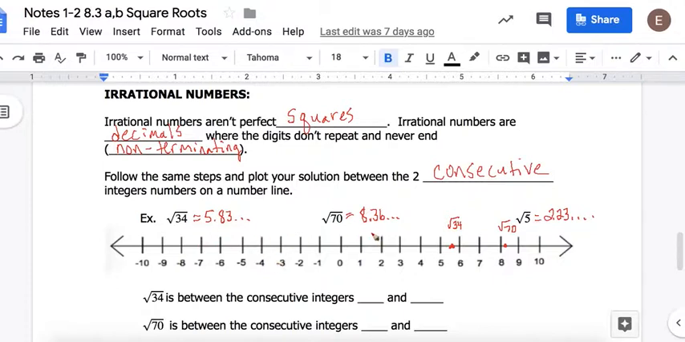And that would be closer to 2 than it would be 3. And we're going to call that the square root of 5.